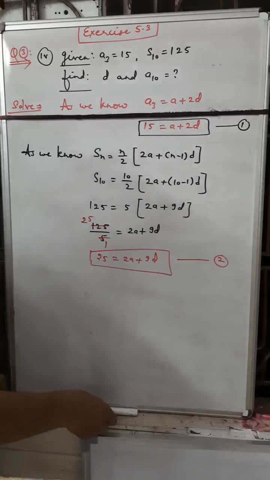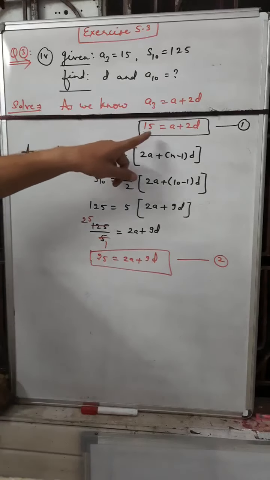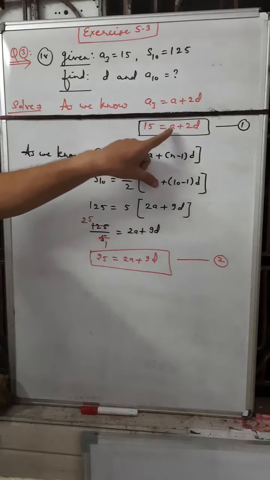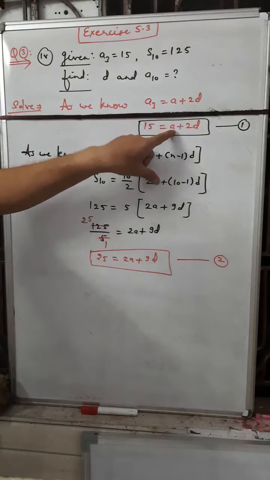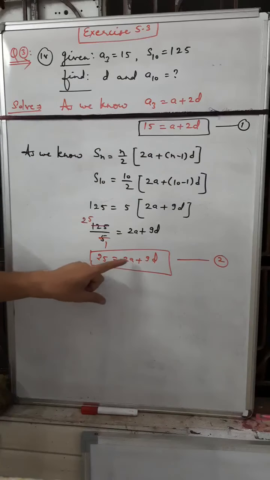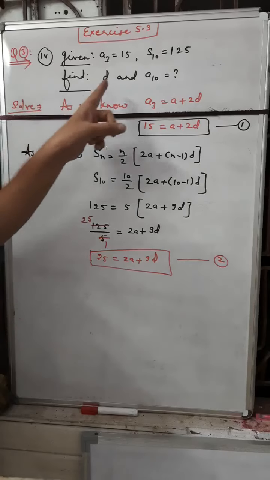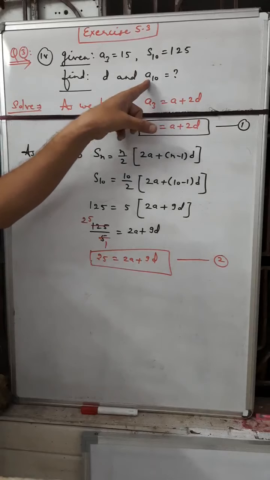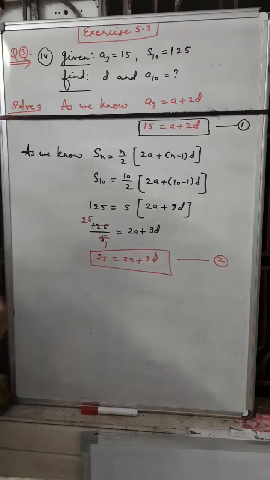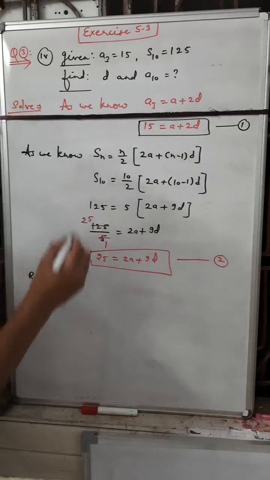But here we have a little problem. If we eliminate using these two equations, the coefficient of a is 1 here and the coefficient of a is 2 here. So we need to make a little change before using the elimination method for finding the values of a and d. Without finding a and d, we can't find the 10th term. So we are multiplying equation number 1 by 2.